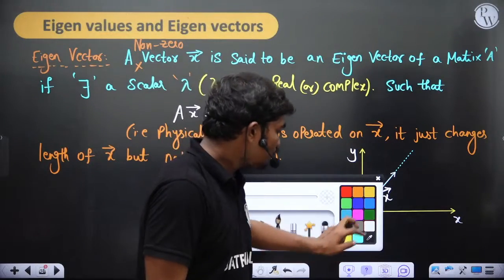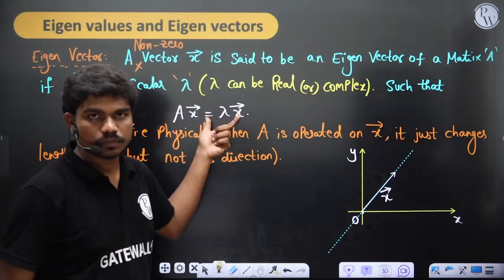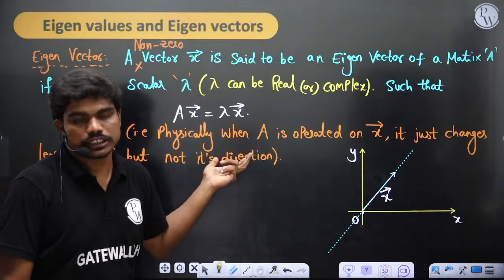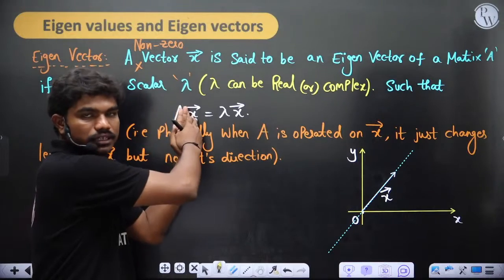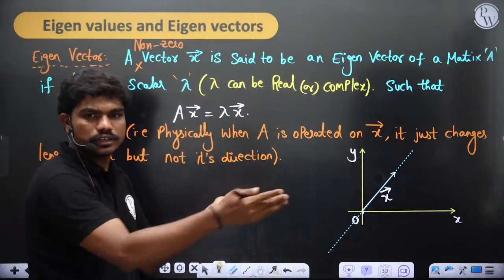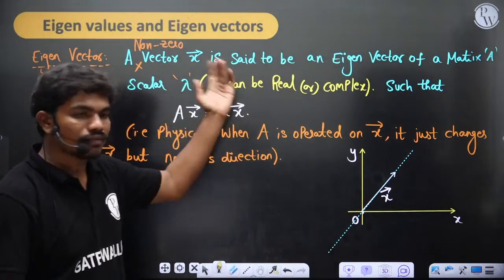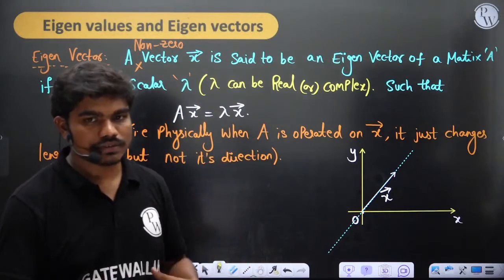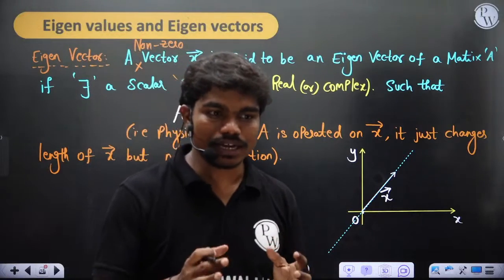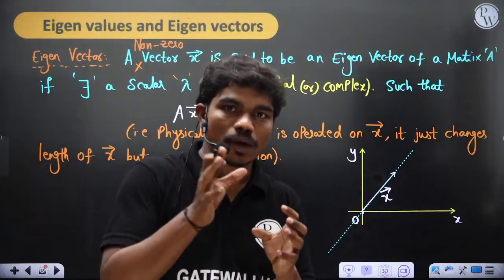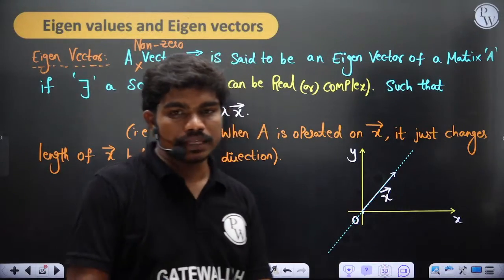And why I have written non-zero is, if x is 0, then this equation is always satisfied, yes or no? It's like the trivial solution case. If x is 0, then the matrix multiplied with x, 0, is equal to lambda into 0. For any value of lambda and any given matrix A, this equation is always satisfied, but it's not like that. Whenever we give a particular matrix, we want to know the vectors such that when this matrix operates on those vectors, only length changes but not orientation.